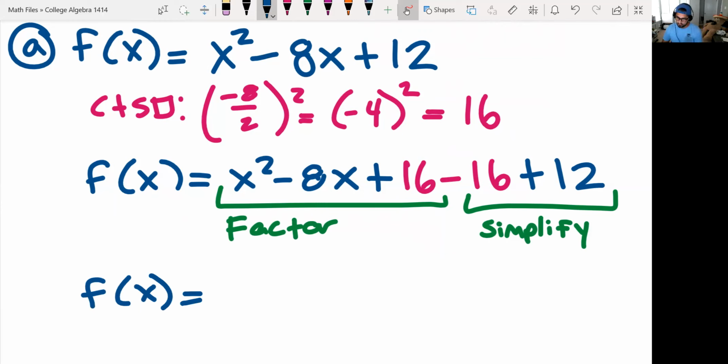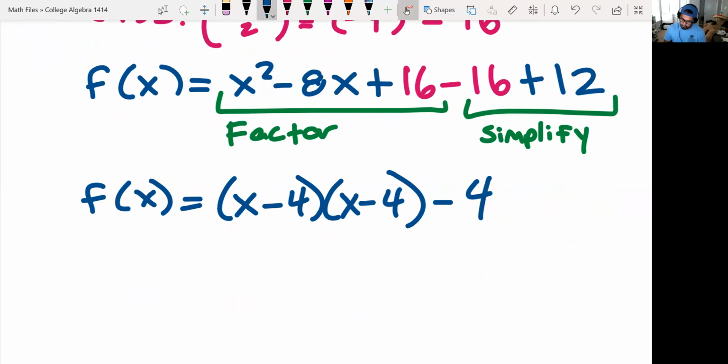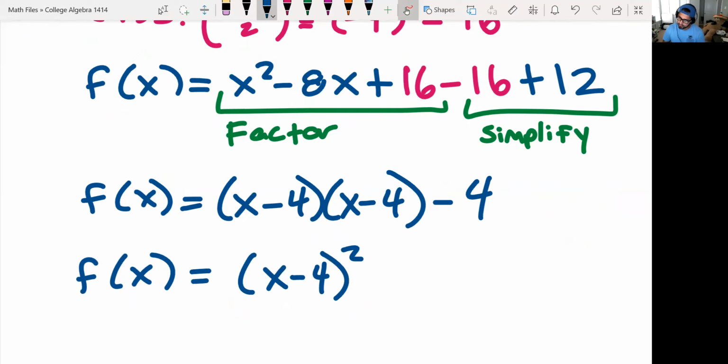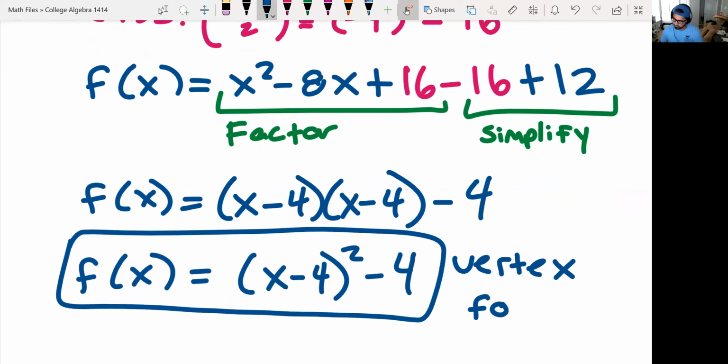So f of x will give me x minus 4 times x minus 4, minus 4. Finish it up. And we have f of x equals x minus 4 squared minus 4. There it is, vertex form. Okay, and then we can find the vertex.